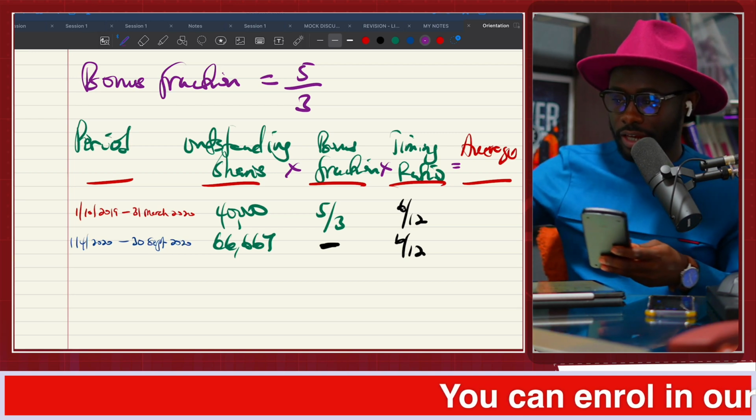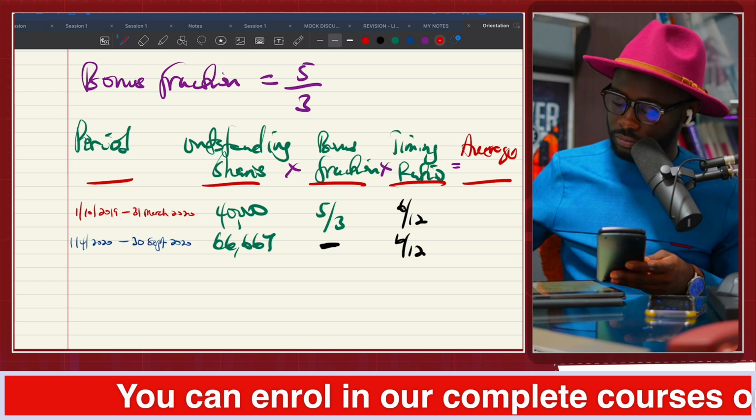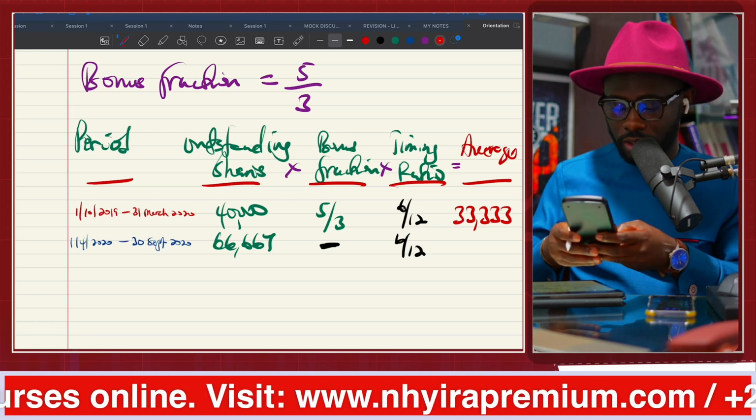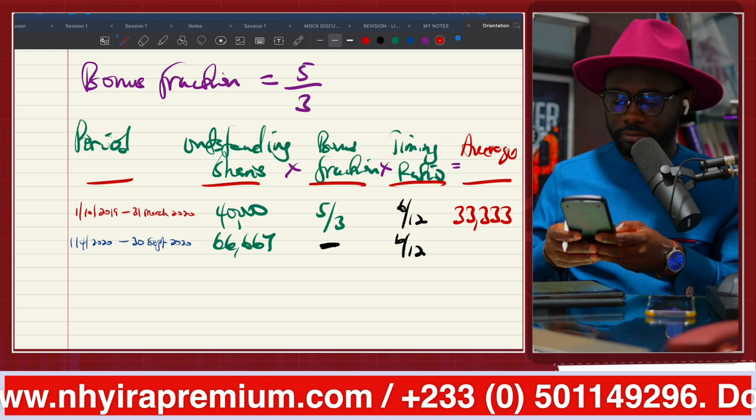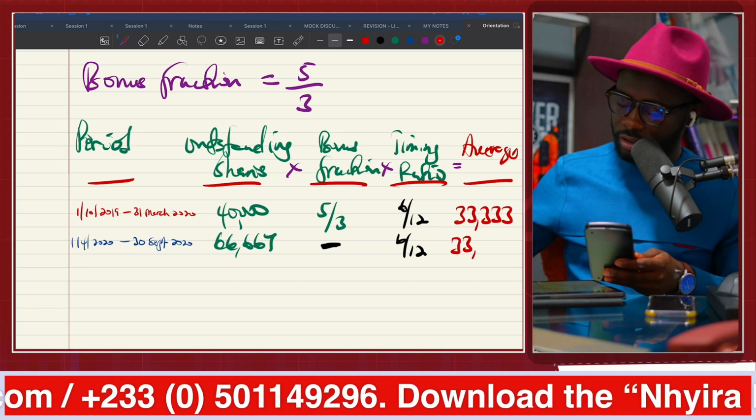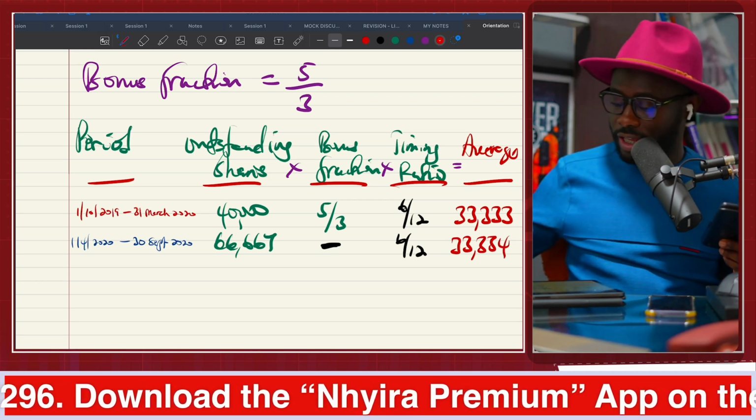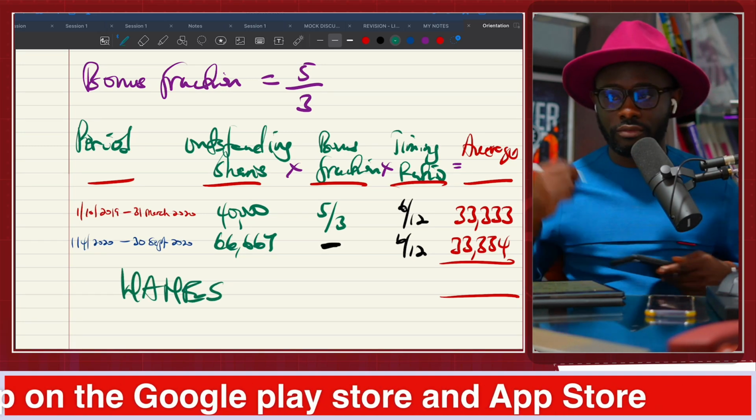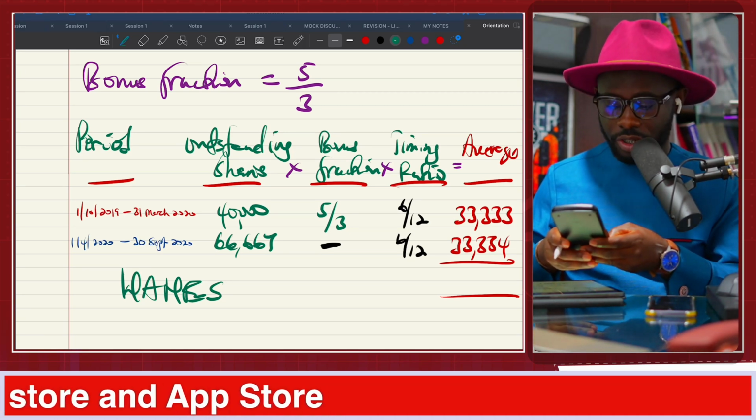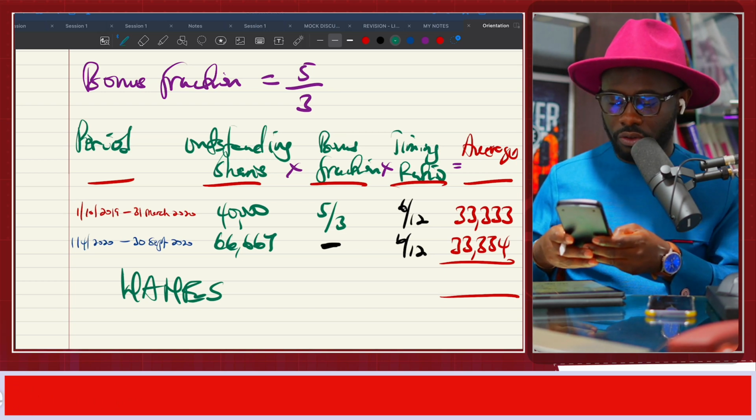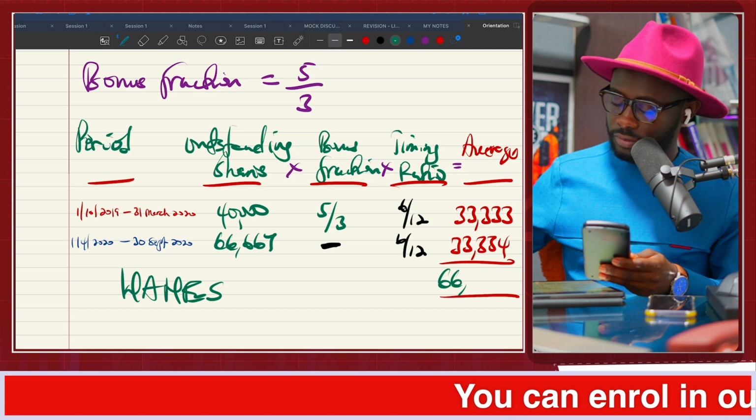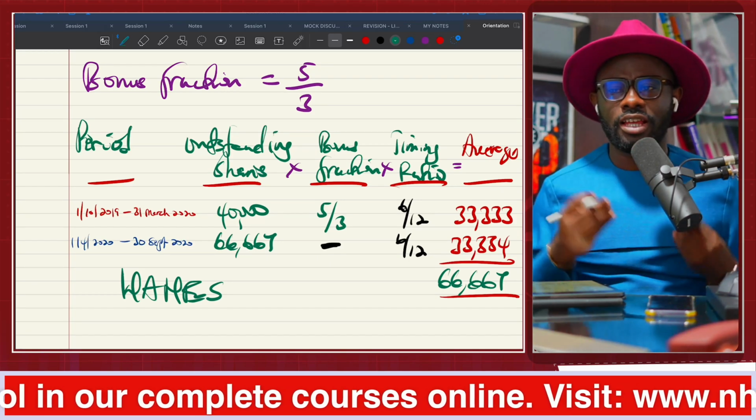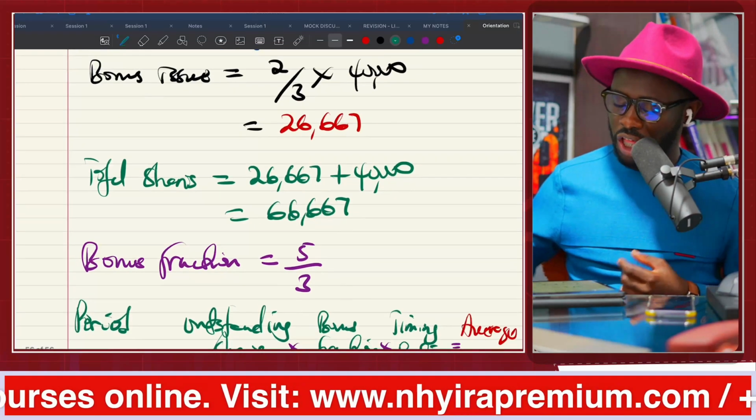Let's see what we got. 33,333. Then we look at the second one, 6 over 12 multiplied by 66,667, and that is probably 33,334 approximately. So we can then add the two up, and that gives us the weighted average number of equity shares. So 33,333 plus 33,334, and that is 66,667.